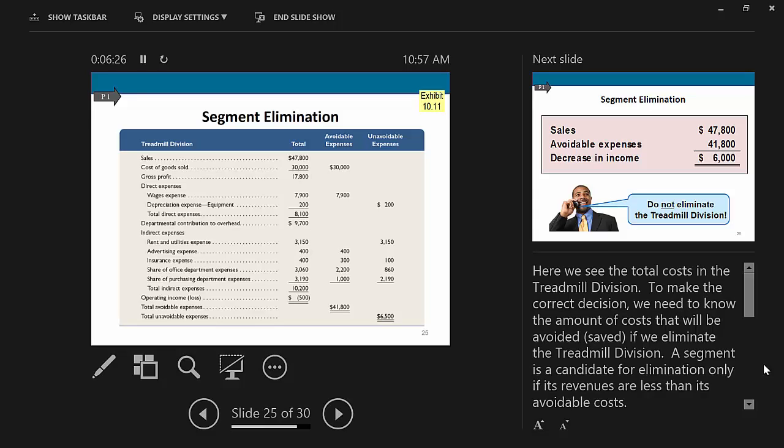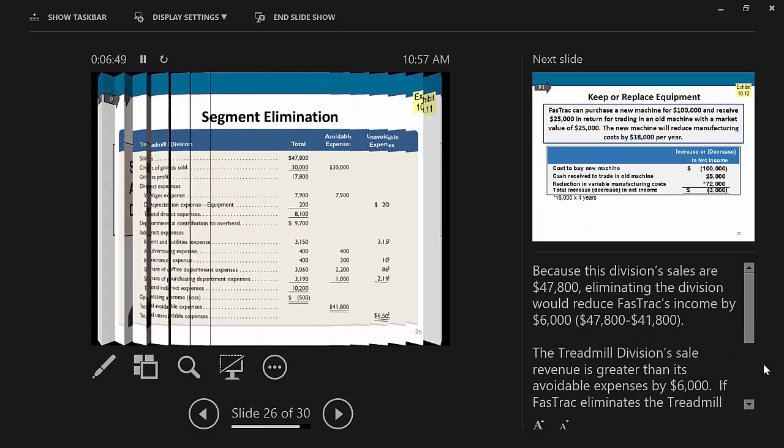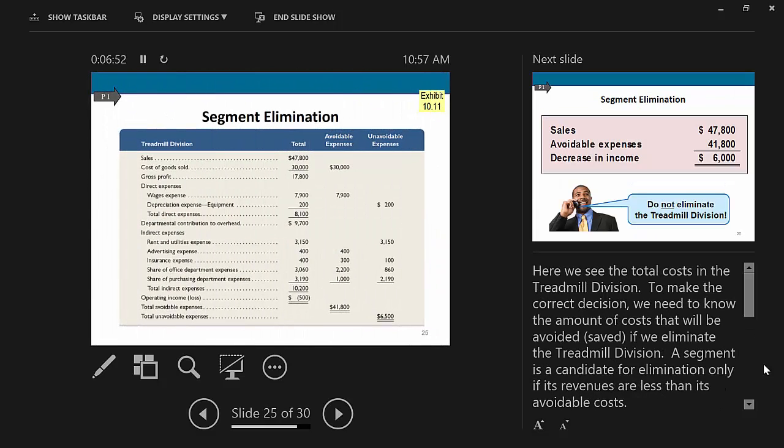Then we start grouping the costs into their avoidable versus unavoidable components. And when we do, we determine that we have avoidable costs of $41,800. Meanwhile, we have unavoidable expenses of $6,500. So when we group the costs that way, our sales are what? $47,800. Meanwhile, we would only eliminate $41,800 of costs by getting rid of this segment.